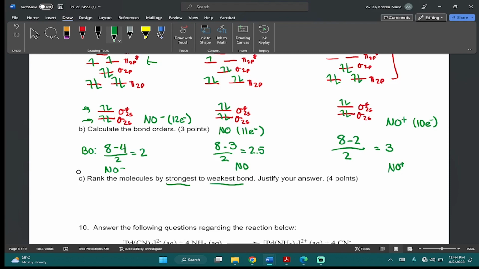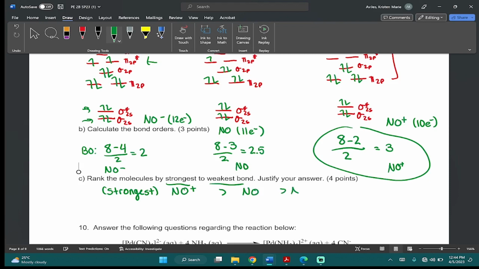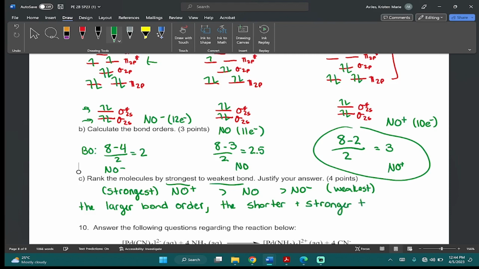So if I had to rank this then, I would see that NO plus is going to be the strongest because it has a bond order of 3, then followed by NO because it has a bond order of 2.5, and lastly NO minus because it has a bond order of 2. So again, this is because the larger the bond order, the shorter and stronger the bond.